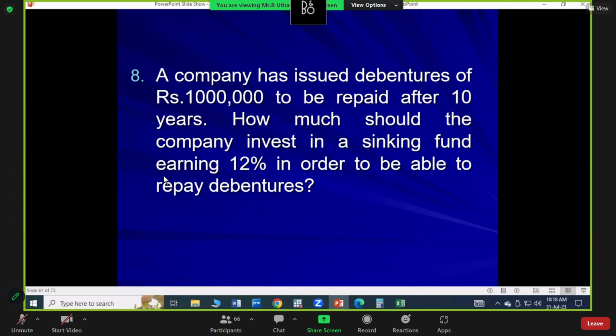So one more example, you can apply that. You take down this. A company has issued debentures of 1 million to be repaid after 10 years. How much should that company invest in a sinking fund to earn 12% in order to be able to repay the debenture?